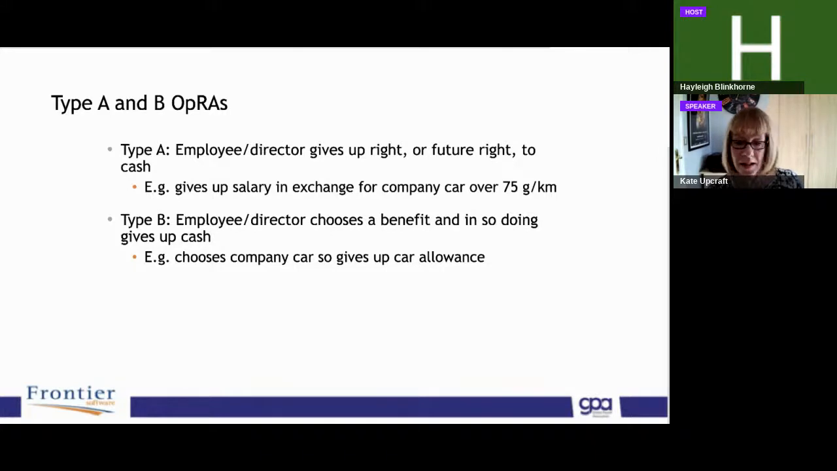And this is where the employer has a policy of either company cars being available or company car allowances. If you choose the car, you're deemed to have given up the allowance. So that's also a sacrificing of an amount of money. So if we have a look at an example of what that means in cash terms.